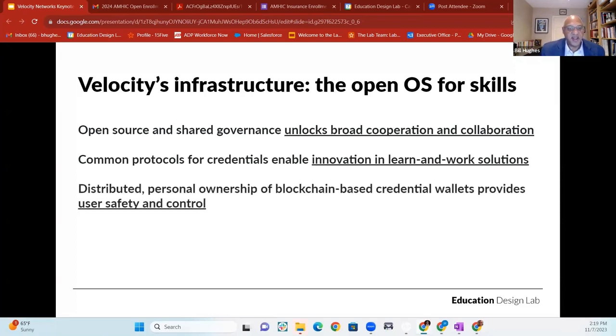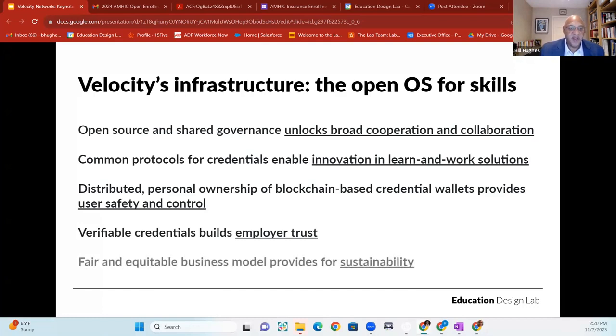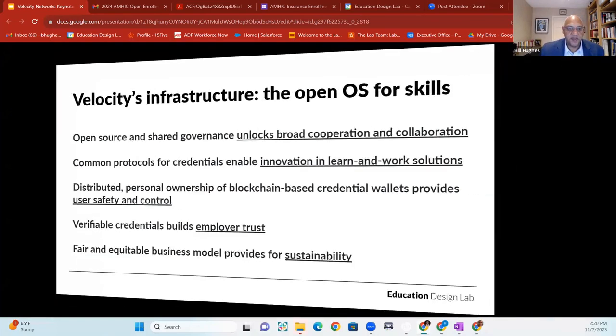A third is a distributed personalized ownership model using technology such as blockchain for credential wallets that provide a user safety and control around their personal data. Fourth is a verifiable credential model that builds employer trust. And finally, fair and equitable business model that enables this platform and infrastructure to be sustainable in the long run.